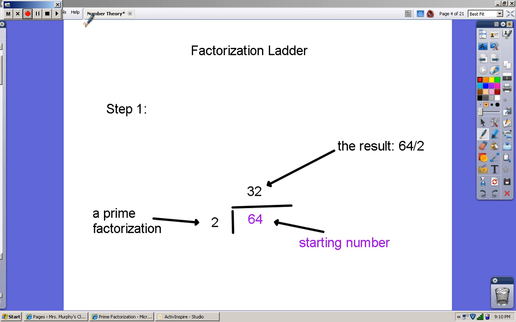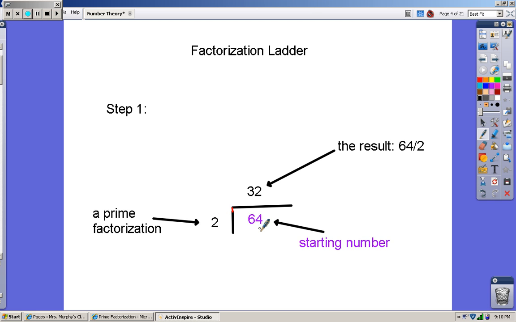There's also another way to do this with the factorization ladder. We kind of briefly looked at this in class. You start with whatever number you have, and you create your little ladder rung. And pull out the first noticeable prime factor that you can. I like to work with 2 first if that's possible, and then 3, so on and so forth.